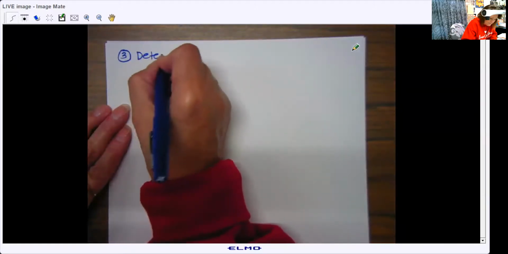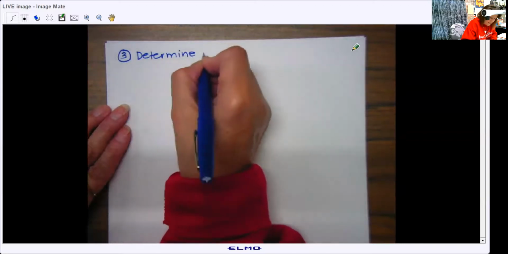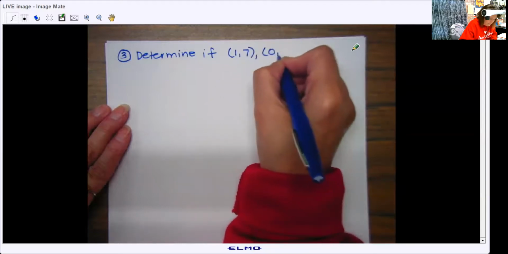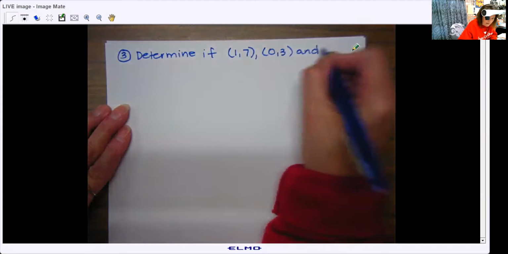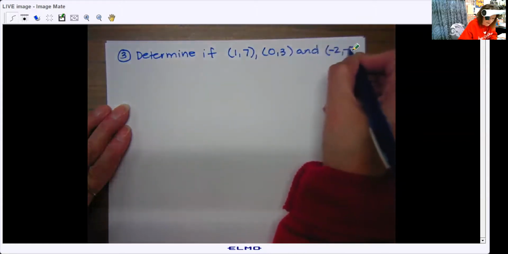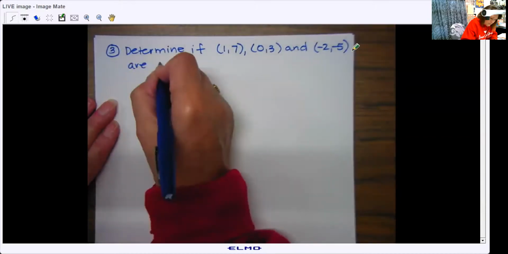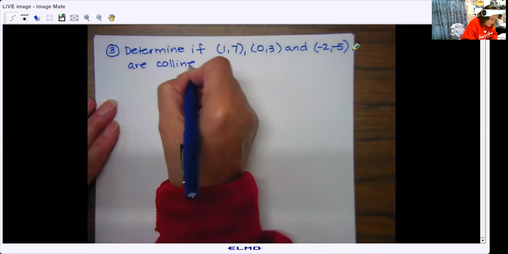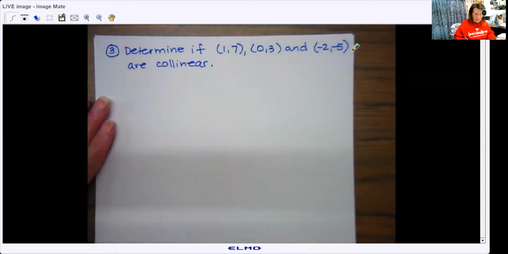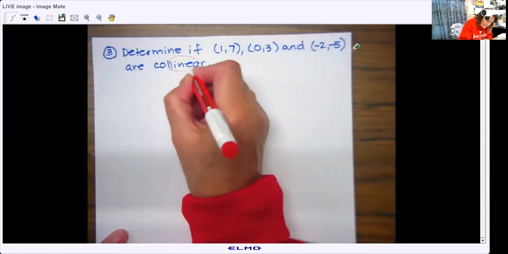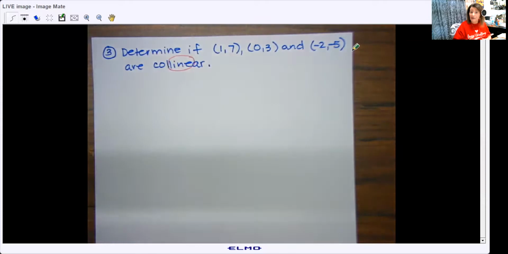Determine if the point 1,7, the point 0,3, and the point -2, -5, are collinear. Oh, I wish you were here in person with me. I would say to you, what is collinear? Do you remember collinear? All the way back to geometry. Look at that word that's in the middle of it. Line. Collinear means they fall on the same line. So we're trying to decide if they fall on the same line.